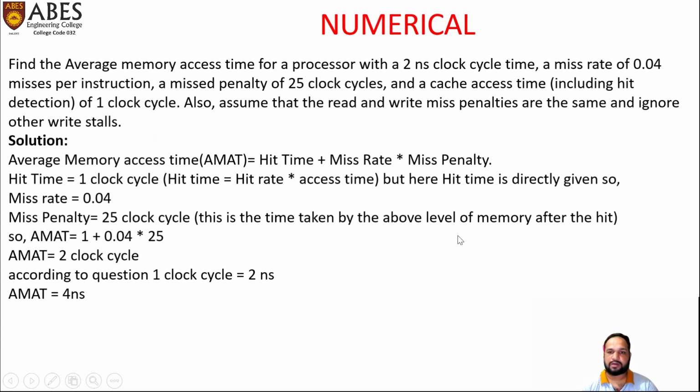That is the time taken by the next level of memory after the miss. So the average memory access time would be 1 plus 0.04 multiplied by 25. So what will it give you? 2 clock cycles. According to the question, 1 clock cycle requires 2 nanoseconds. So how much will 2 clock cycles require? 4 nanoseconds.